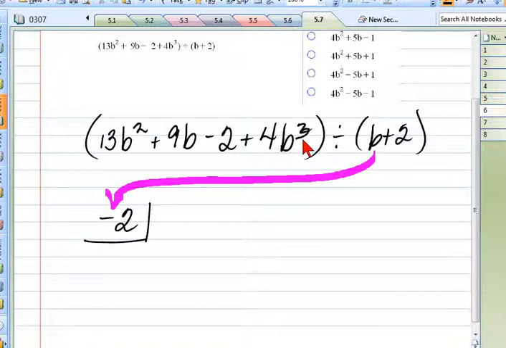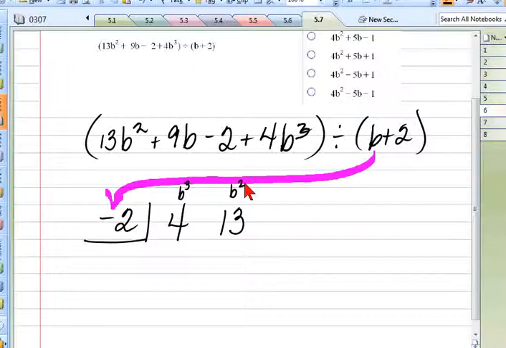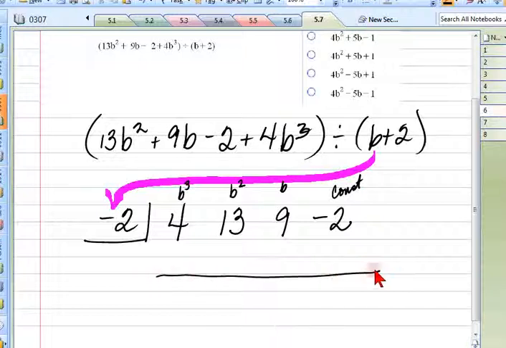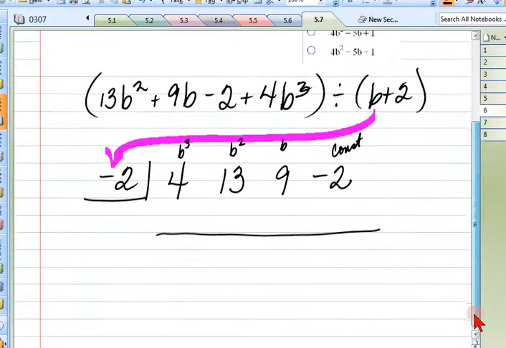So as I look across these, this was written in a very poor form, because what is the high power? B to the third. So I need to start with a 4. And that will be for b to the third. Next will be 13, which is b squared. Next will be 9, which is b. And finally, I'll have a minus 2, which is the constant. So I wanted to call your attention to that. How do you do the synthetic division? What do you do as your first step?